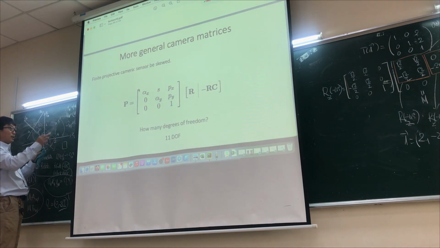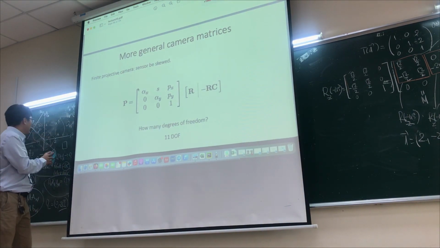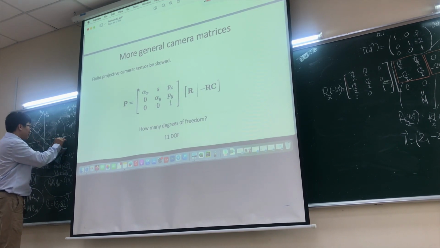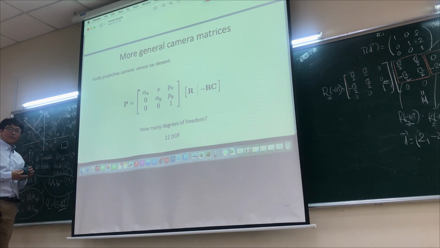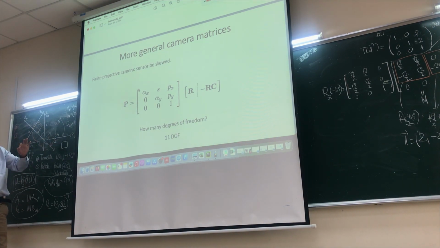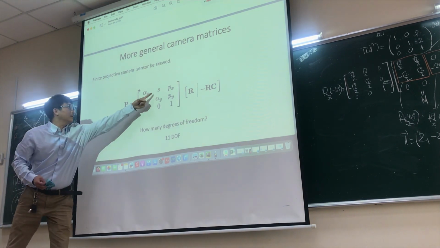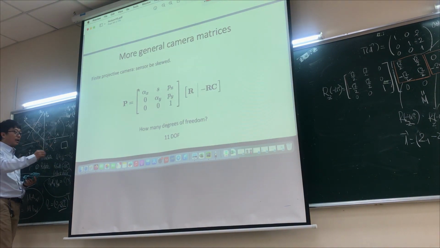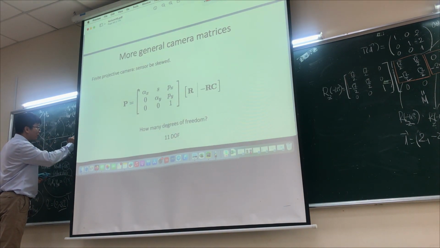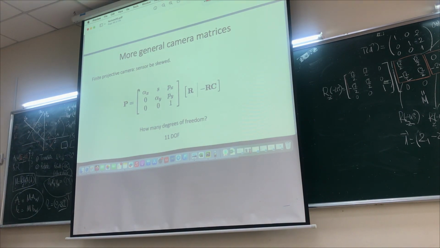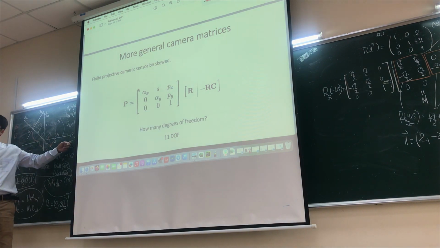But if you use a different camera, the pixel might be a rectangle, might be different. But it is not so difficult, not so different. Usually if it is a rectangle, the sides are nearly the same. But if not, you model the pixel as not a rectangle but a parallelogram.